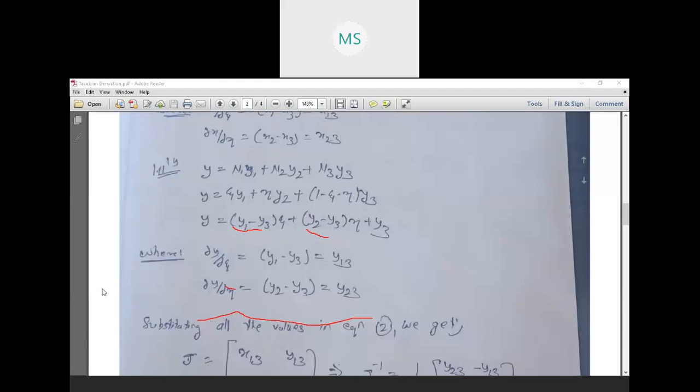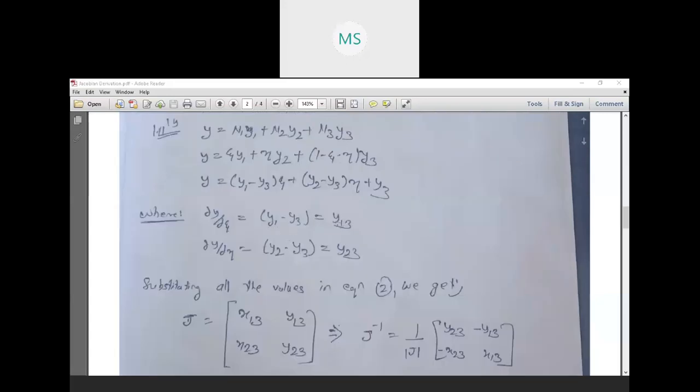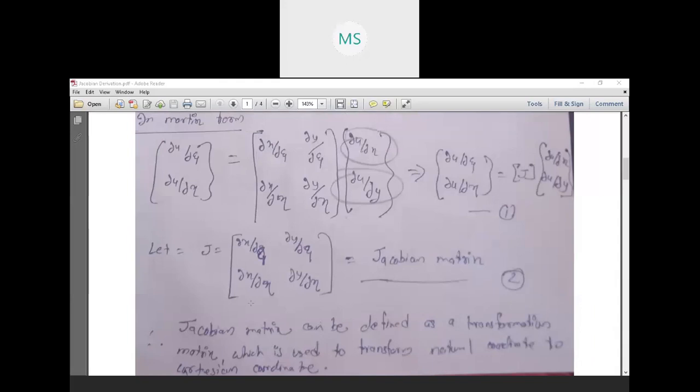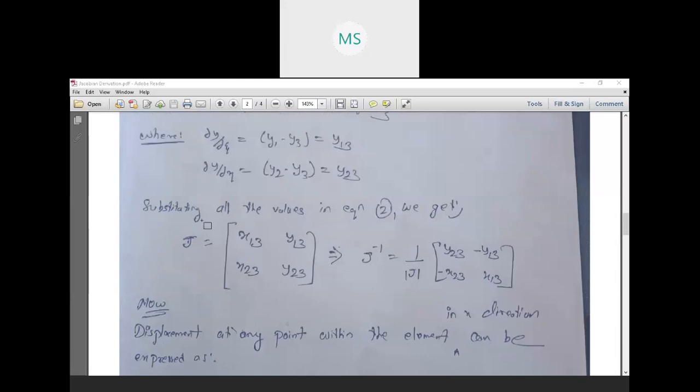Now, one thing you have to note down is that you can write x1 minus x3 as x13, and x2 minus x3 as x23. Similarly, y1 minus y3 is written as y13, and y2 minus y3 is written as y23. Now substituting everything in the Jacobian matrix, you can see here, where is my Jacobian matrix? Here. Everything, del x by del zeta, del y by del zeta, del x by del eta and del y by del eta, I have now. I just have to substitute and I will get the final expression of J as something like this.